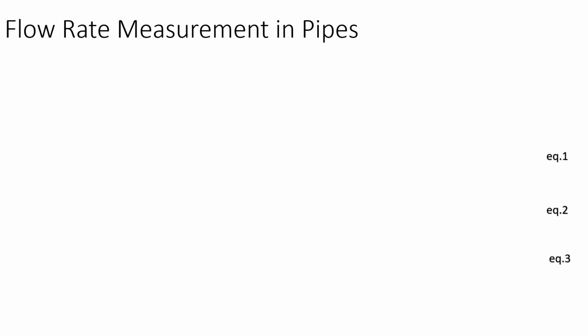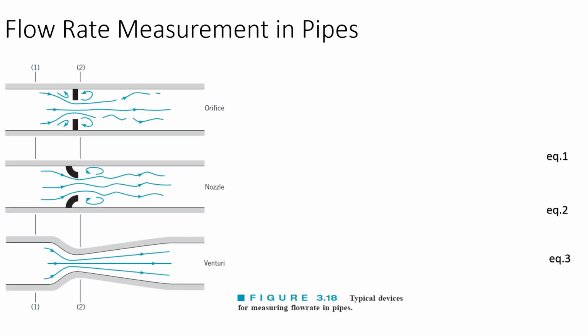Next up is the flow rate measurement, which is used both in confined channels and in open channels. First we are going to look at the methods used to measure the flow rate inside a pipe. If we have a pipe, it can have 3 arrangements. The first arrangement is that of an orifice, the second is that of a nozzle, and the third is that of a venturi. These 3 arrangements can be used to measure the flow rate inside the pipe.